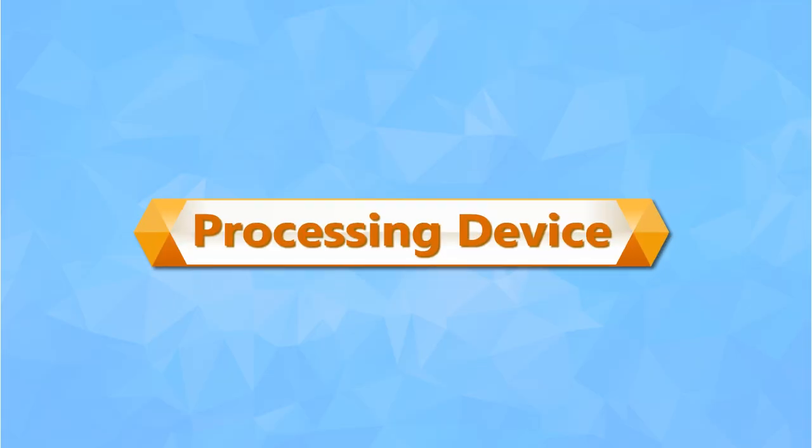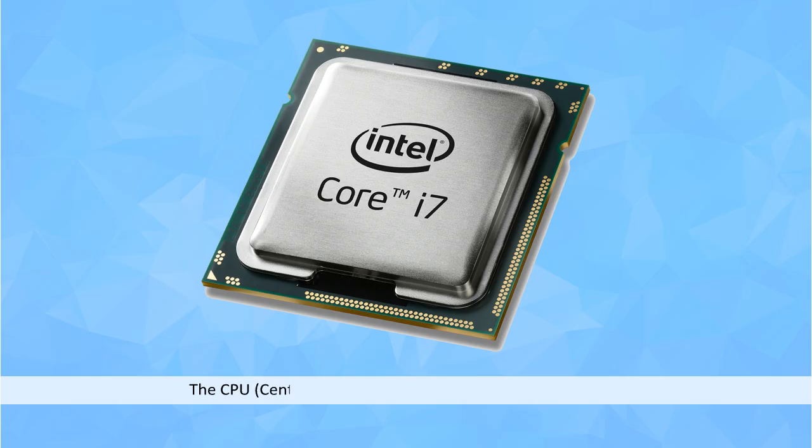Processing device. The CPU, Central Processing Unit, is the processing device. It is fixed inside the CPU box. It processes and stores the data and instructions given by us. It controls all input devices and output devices.